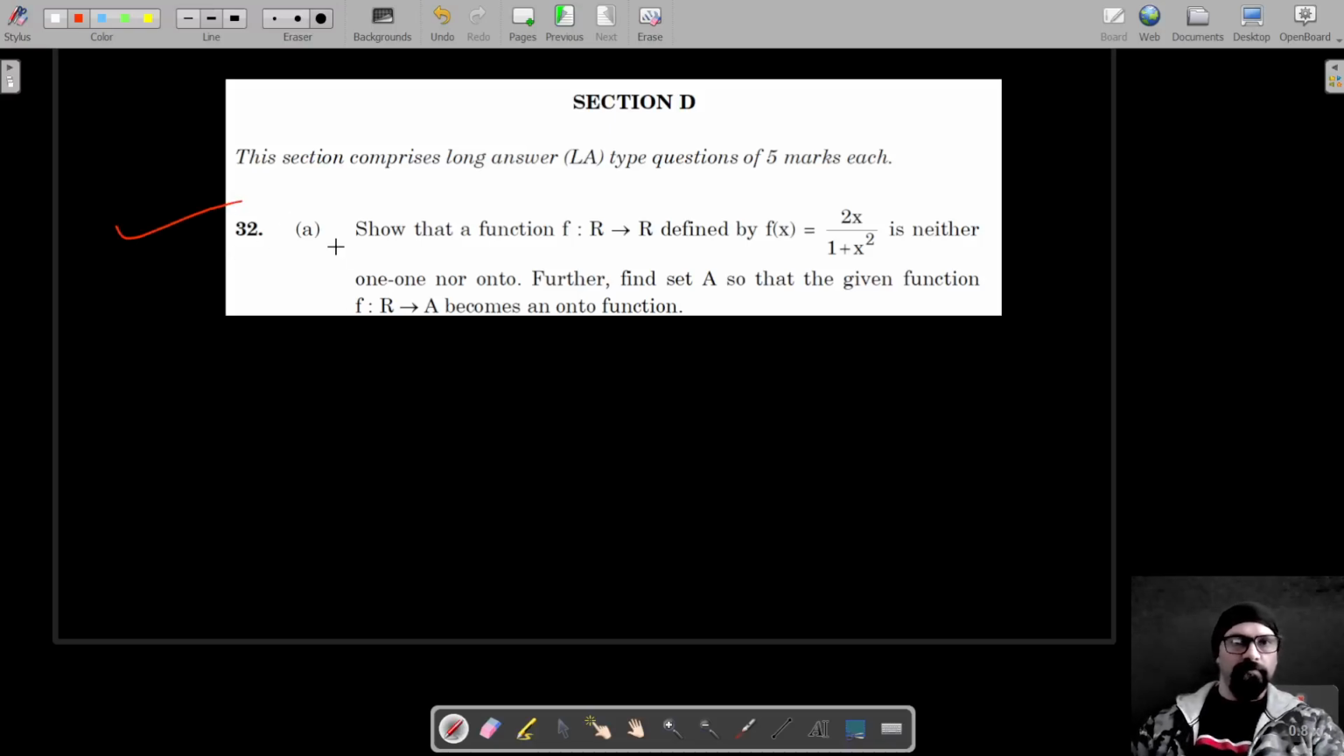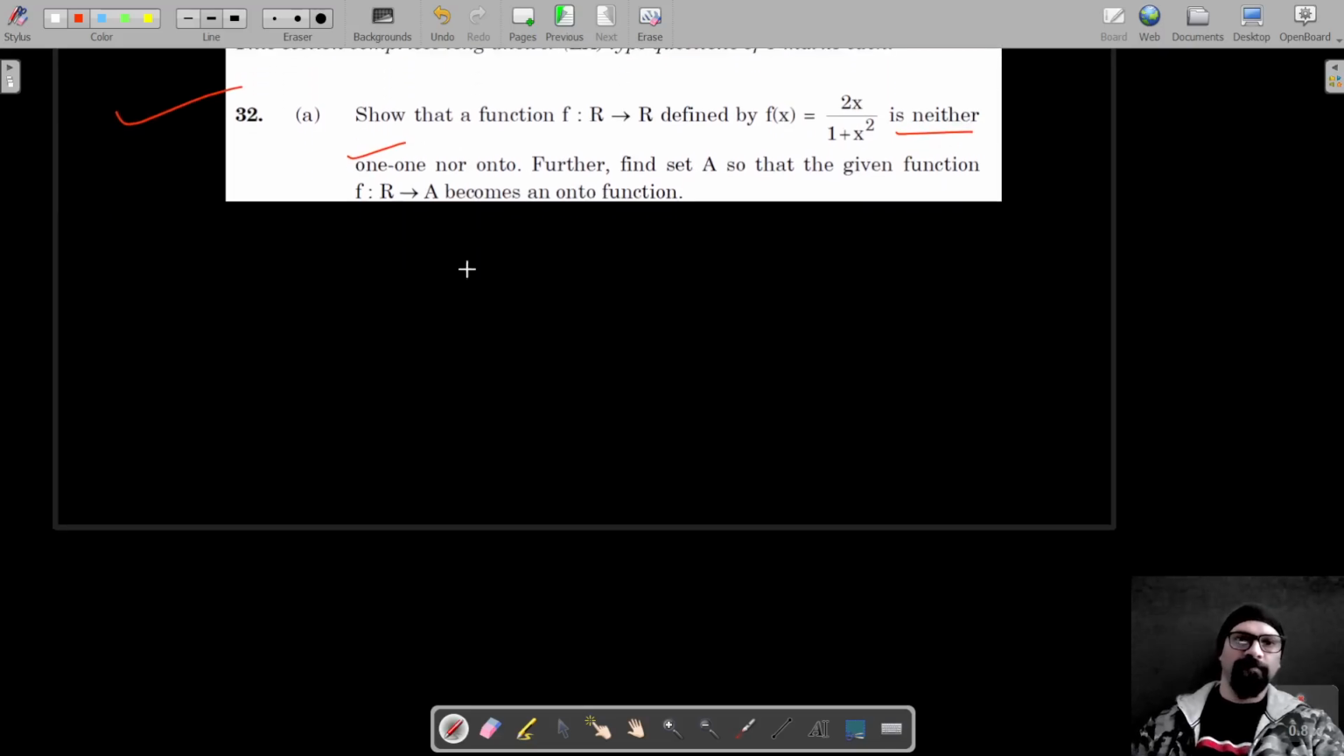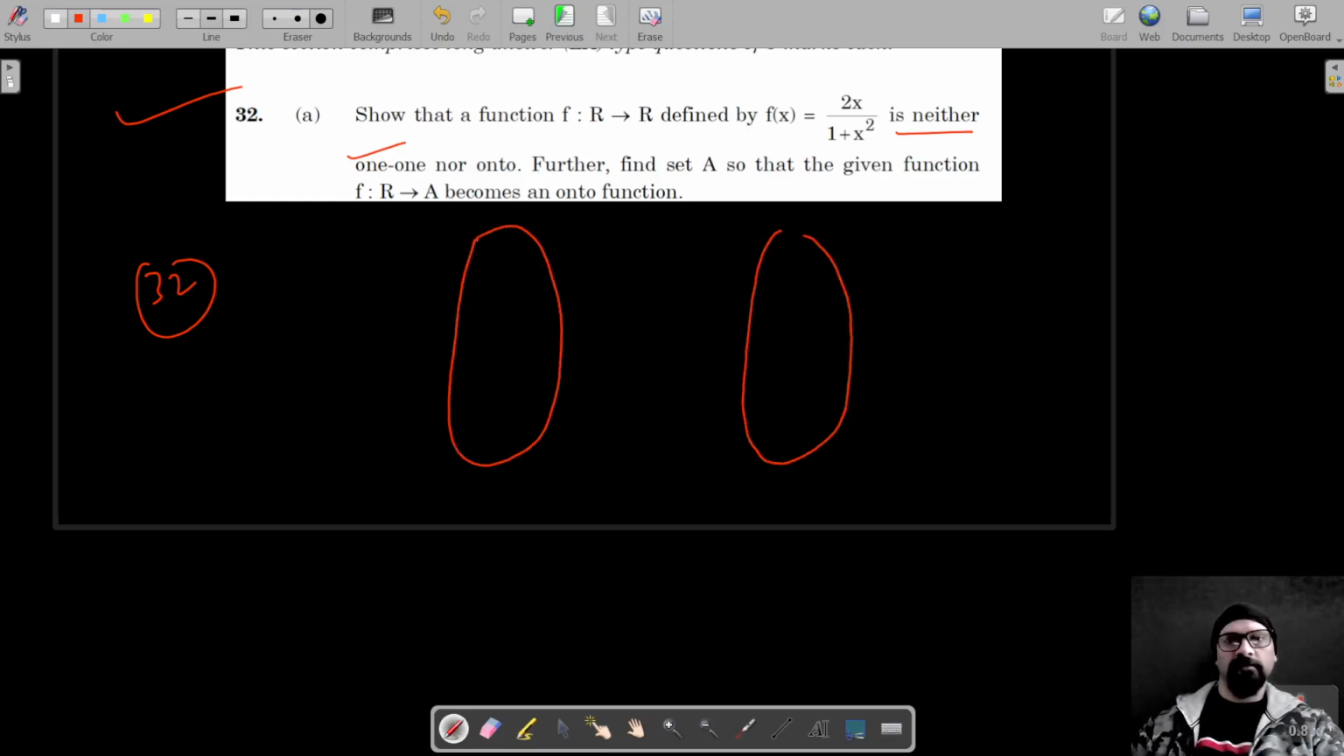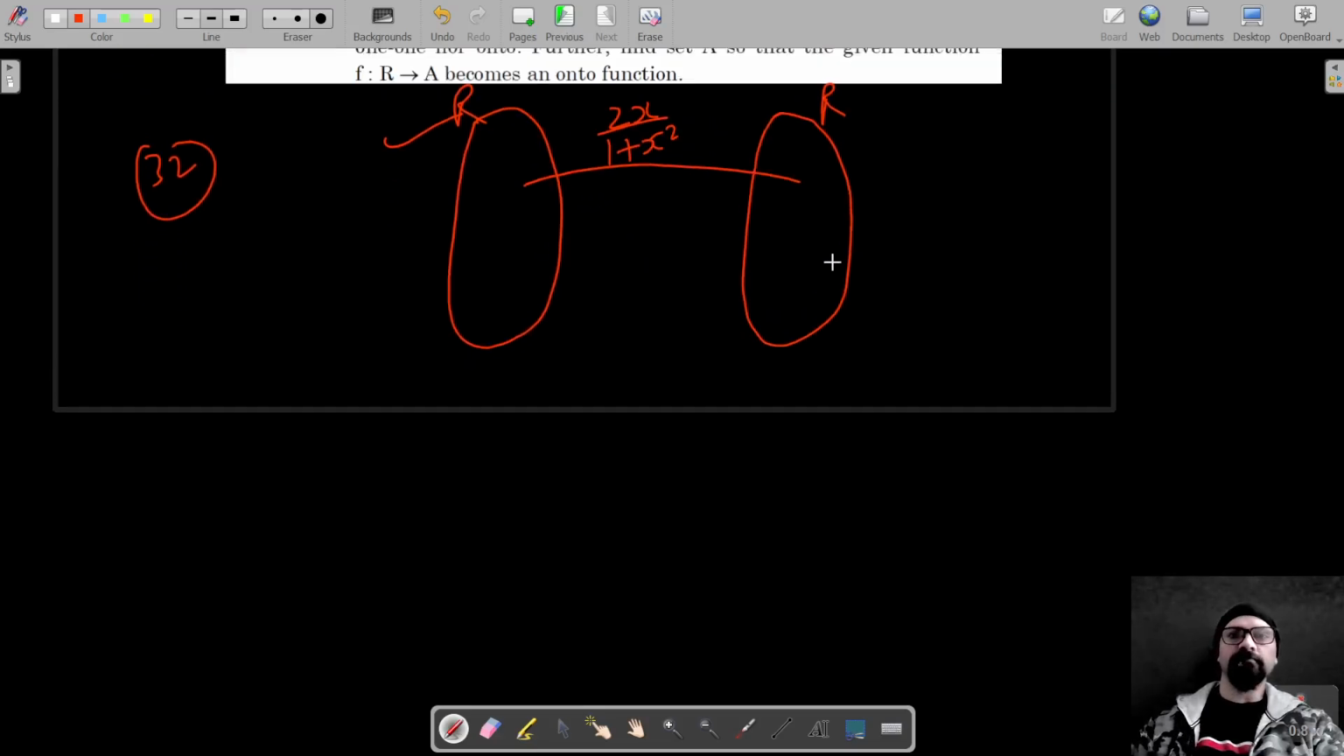For question number 32, part A, we have to show that the function f defined from real to real numbers by f of x is equal to 2x upon 1 plus x square is neither one-one nor onto. So this is question number 32, and this function is defined from the set of real to real numbers. That is, the domain is the real numbers and the codomain is also the real numbers. And this function is defined by 2x upon 1 plus x square.